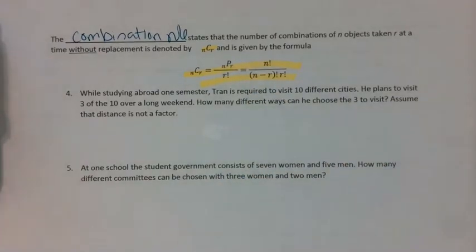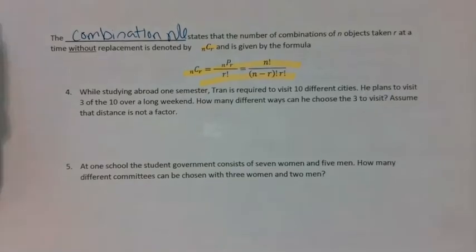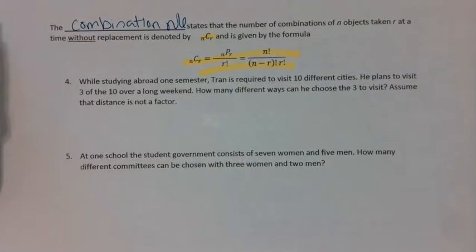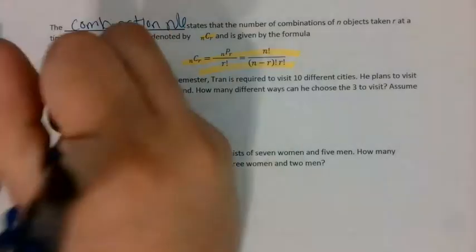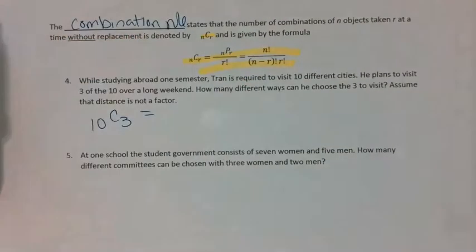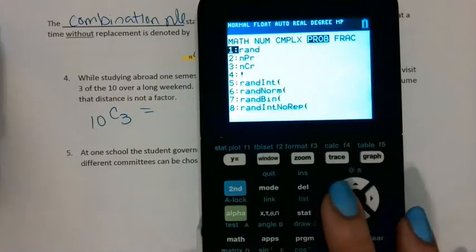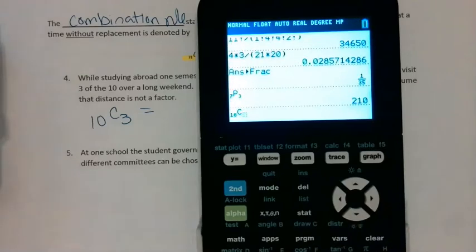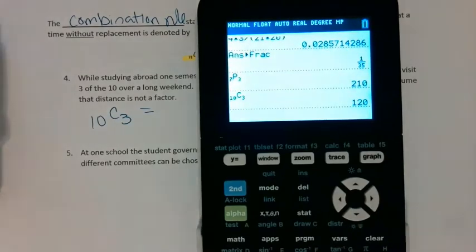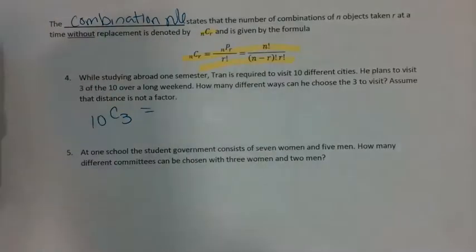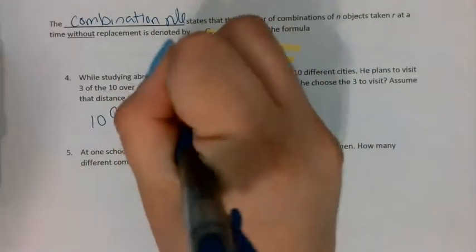Okay. Number 4 says that while he is studying abroad, Tran is required to visit 10 different cities. He plans to visit 3 of the 10 over a long weekend. He doesn't care what order he's visiting them in. He doesn't care about distance. Okay. So to do this, we are just going to do 10C3. So then I go onto my calculator, I do 10, I go math, I go to probability, choose the C option this time, and then I type in 3, which gives me 120 different combinations of cities.